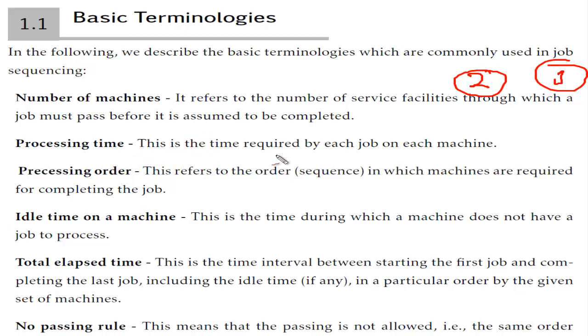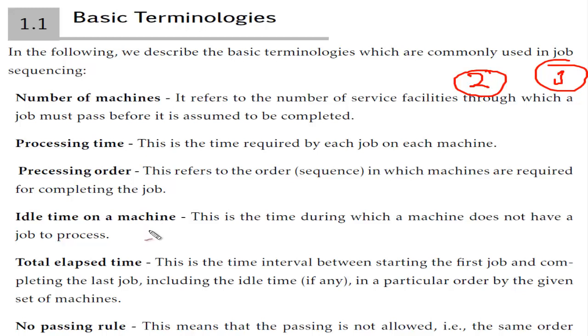The processing time is the time required by each job on each machine, that is, the processing time for that particular job on that particular machine. Then the processing order is the sequence in which machines are required for completing the job, because sometimes we need first machine 1, then machine 2, then machine 3, and so on to complete the job. And there can be the idle time of the machine, because if a machine is doing one particular job, then the second job has to wait; that will be called idle time.